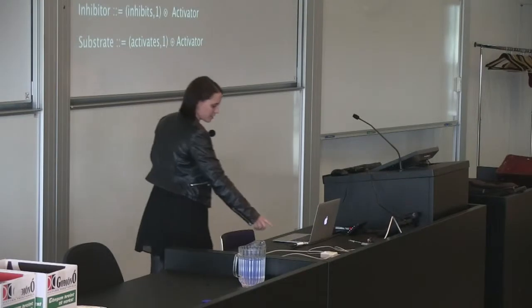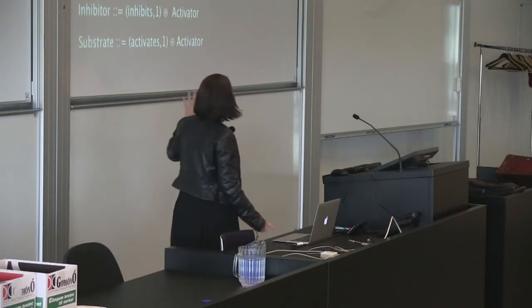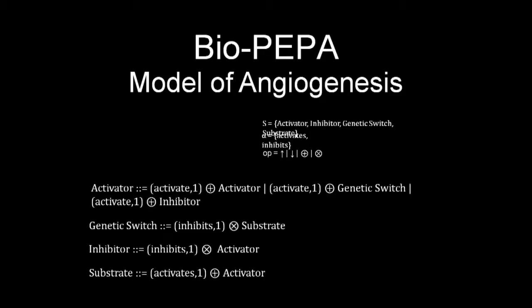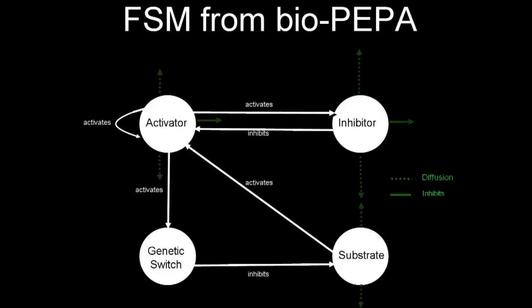And this is just an intermediate step. The Bio-PEPA can be used as an intermediate for different kinds of analysis and modeling. One of the analyses we can do is translate it into a finite state machine, as we do here. The green arrows are the information that we add after we have created the Bio-PEPA model.